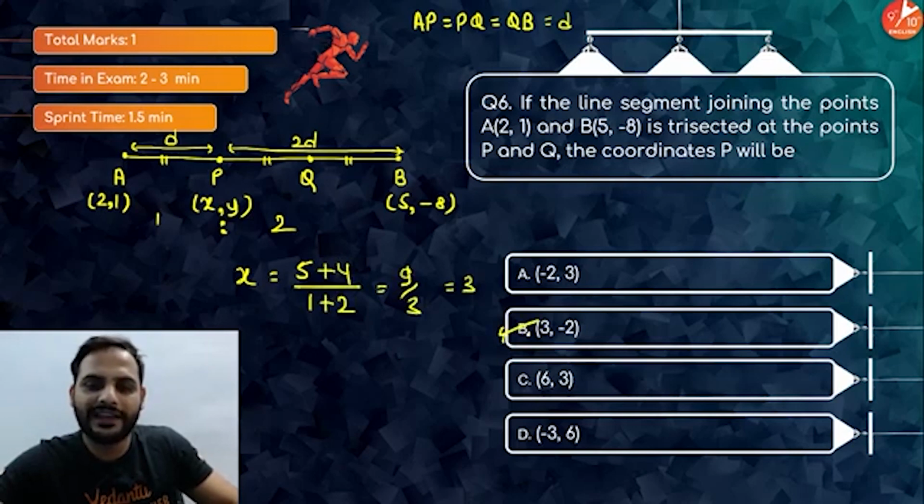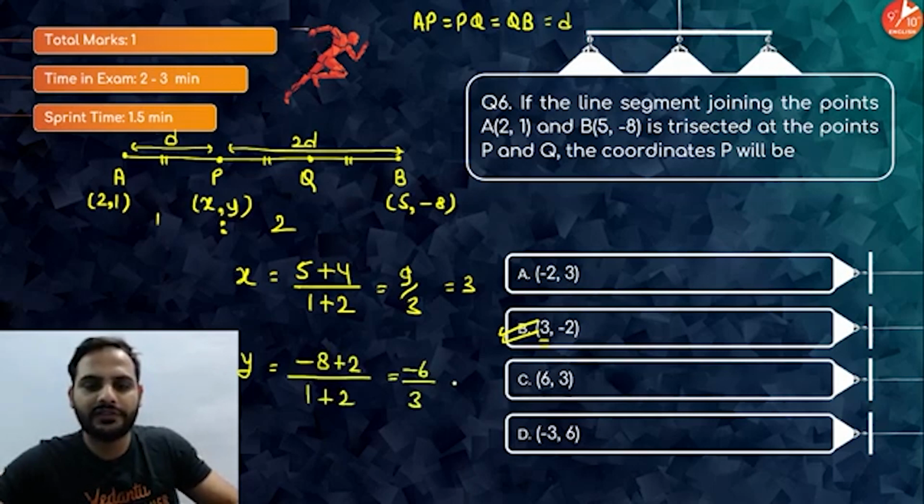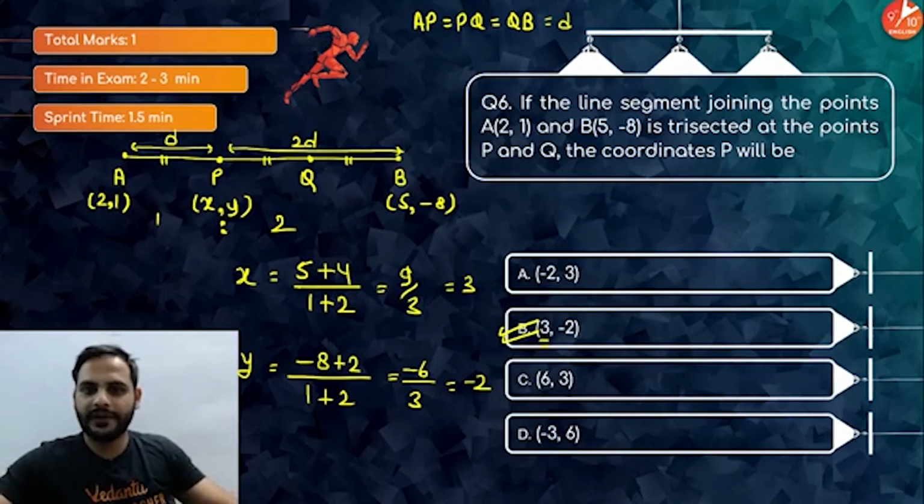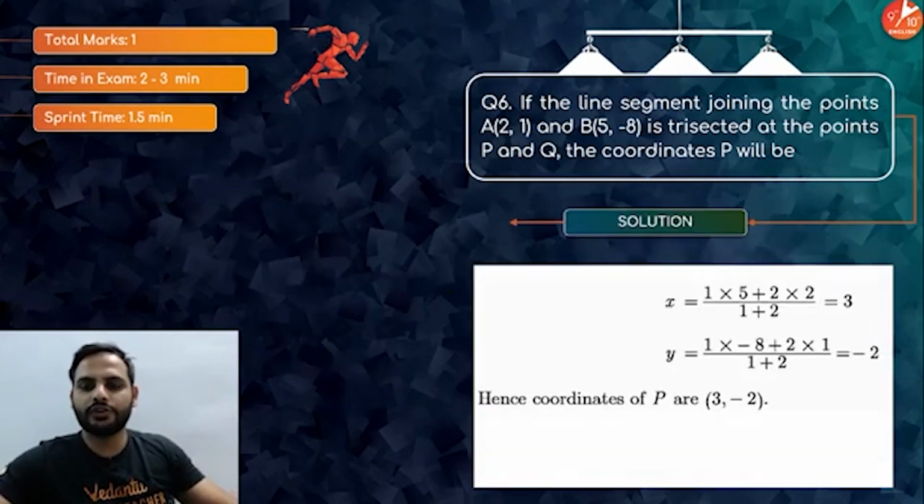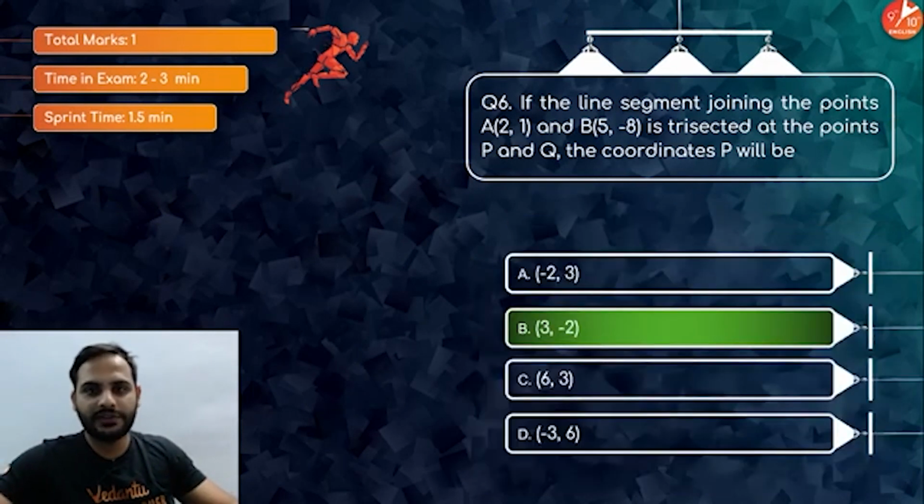Now directly I can say only B is the answer, because only B has the x coordinate as 3; none of the other options has it. Let's find y also. Y coordinate: 1 into minus 8 is minus 8, 2 into 1 is plus 2, divided by 1 plus 2, which is minus 6 by 3, which is equal to minus 2. So 3, minus 2. Okay? Simple. For Q, the ratio will be 2 is to 1. That thing you need to understand.